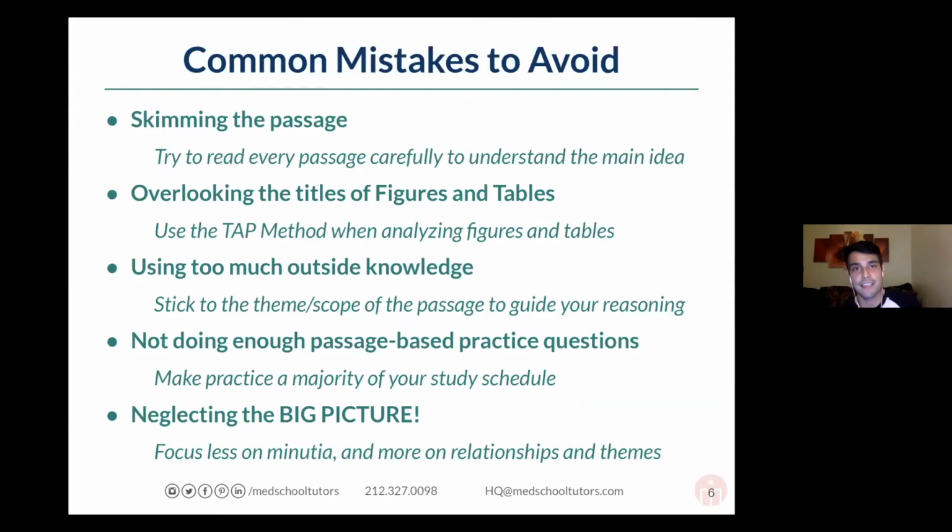And then finally, neglecting the big picture. This goes well with the prep. I know a vast majority of you are just starting off in your prep. Really try to focus less on the minutiae. I'm not going to say you don't need to know anything, but I will say that you can get by knowing the fundamentals really well. You can score really well just by knowing the fundamentals.